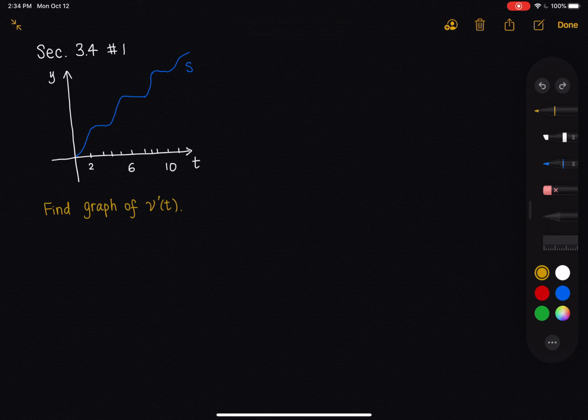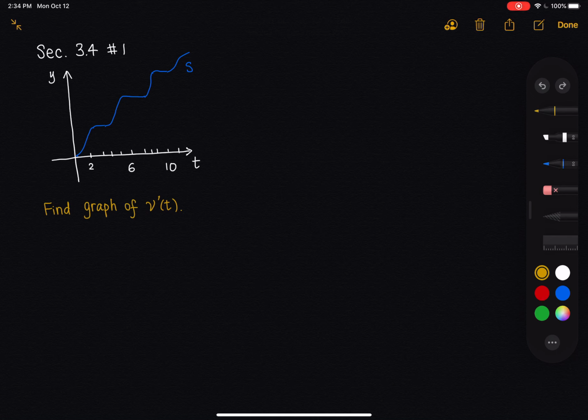Section 3.4, Derivatives as rate of change. Question number 1. We are given the position function s of t as shown in the picture. We need to find the graph of v prime of t.